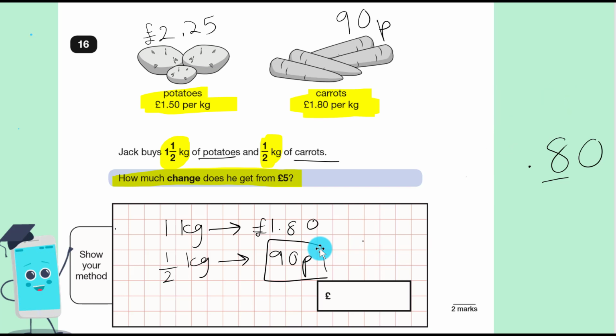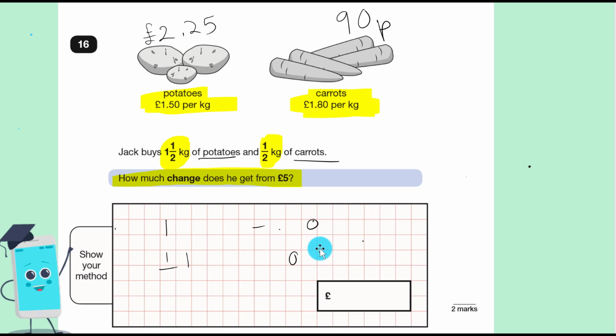Now I've got a bit more information about how much each item cost, I can go on to the next step. How much change does he get from £5? Well, I still need to know how much the whole of Jack's shopping costs. So the next thing I need to do is to add my potatoes and my carrots. So I'm going to set it out.